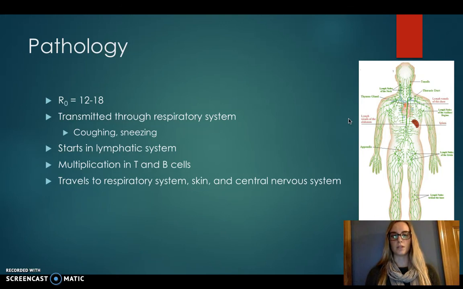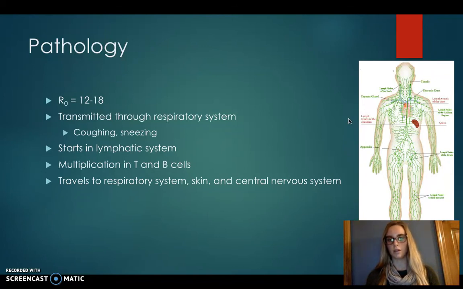The R0 of measles is 12 to 18, and as a comparison, the R0 of mumps is 4 to 7, and the R0 of the influenza is only 1 to 2. Measles starts in the lymphatic system because of the CD150 receptor on the T cells and B cells, and from the lymphatic system, once it is fully replicated, it travels into the respiratory system, the skin, and the central nervous system. Measles is most typically transmitted through the respiratory system by sneezing and coughing, which makes it incredibly easy to transmit from person to person.